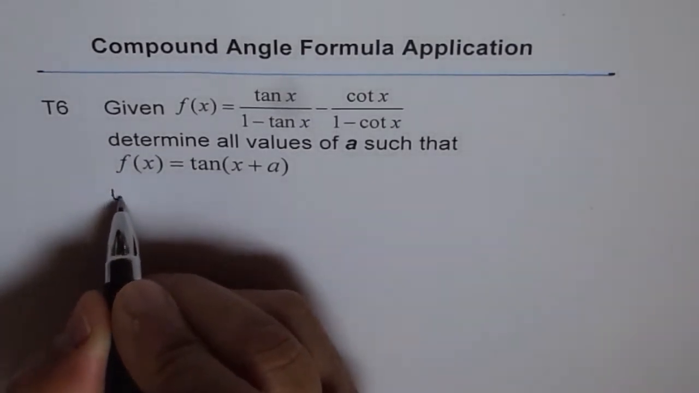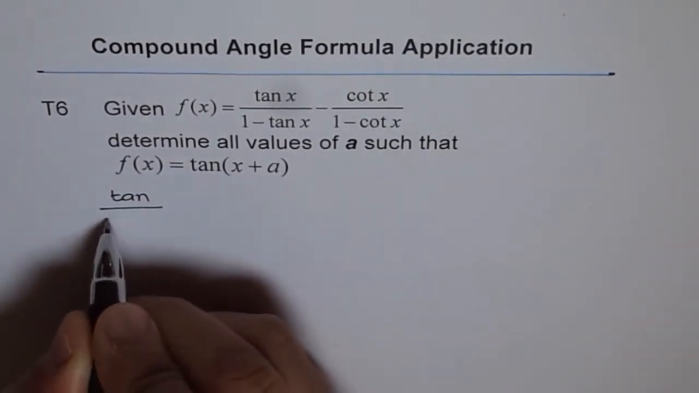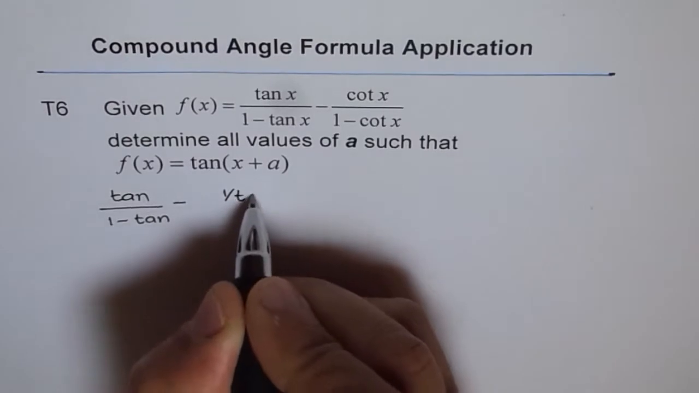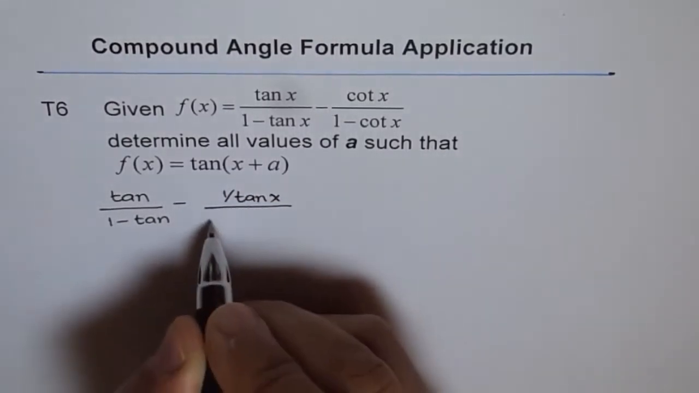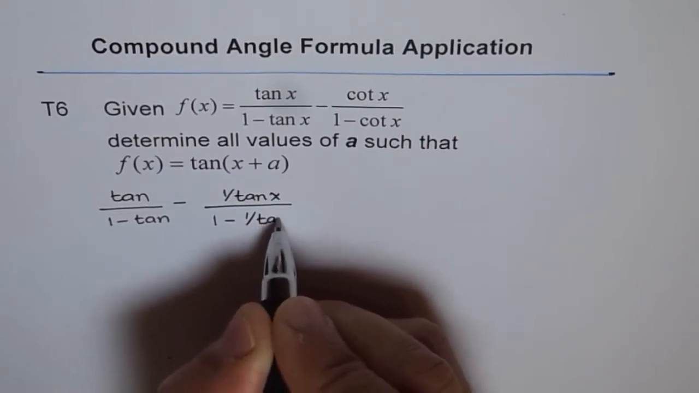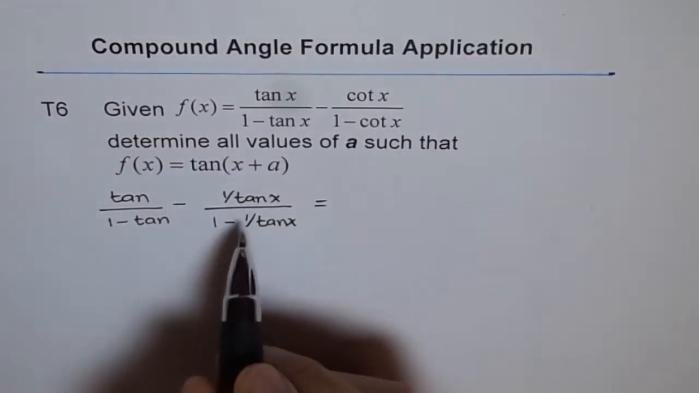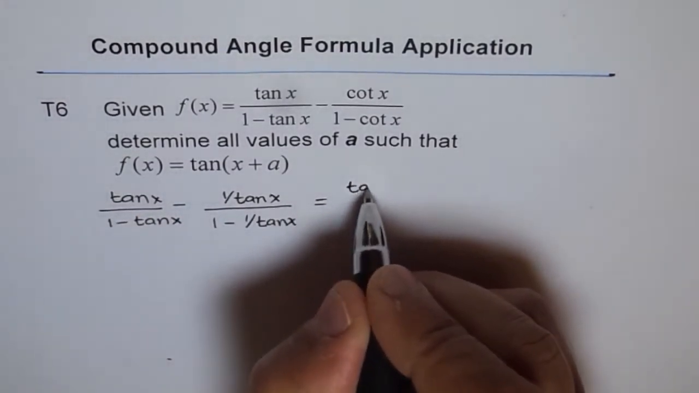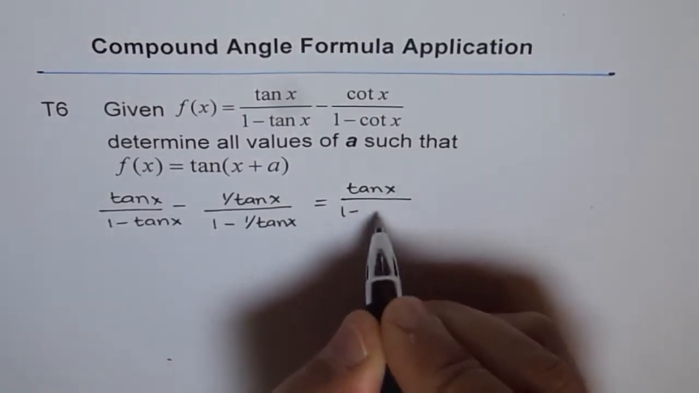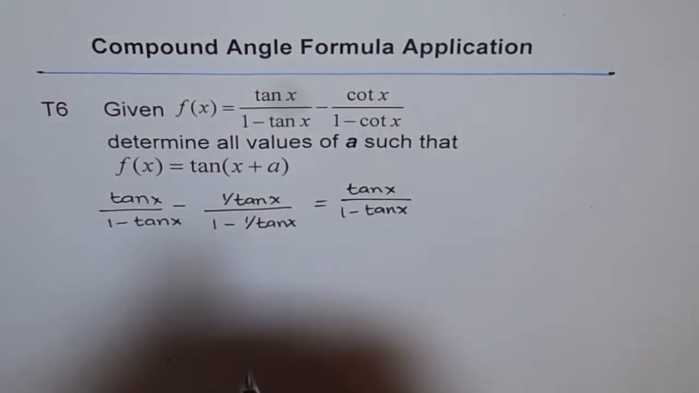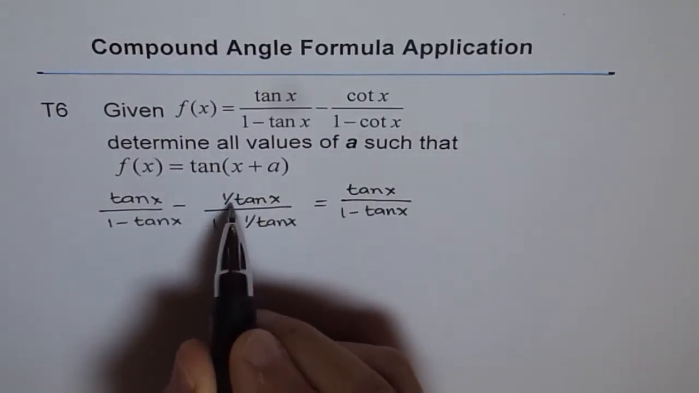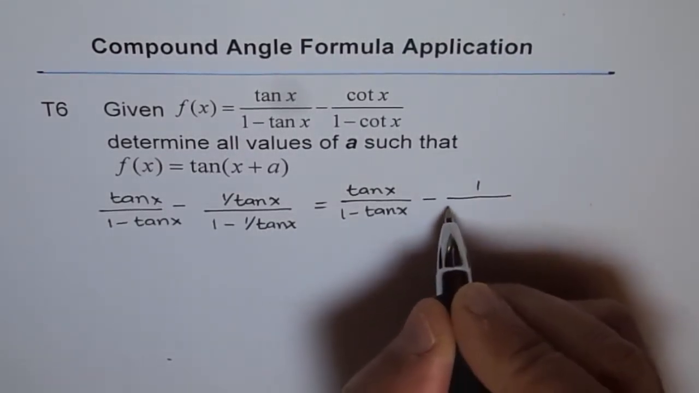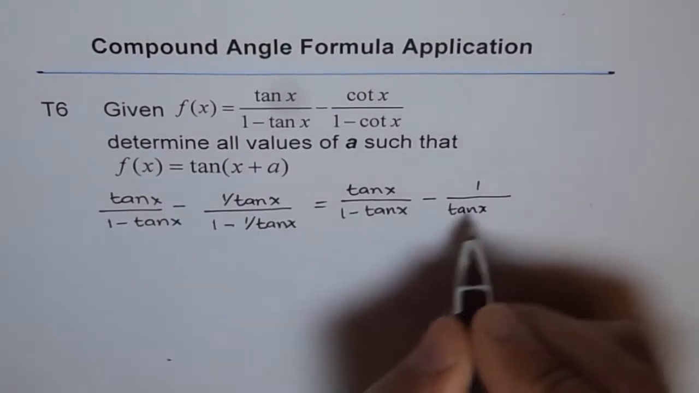So let's start with tan x over 1 minus tan x. Minus cot x over 1 minus cot x can be written as 1 over tan x over 1 minus 1 over tan x. Now we'll simplify the second term. Okay, so we have tan x over 1 minus tan x, and here we can multiply the denominator by tan x, right? So 1 over tan x minus 1, we can write this as 1 over tan x minus 1.